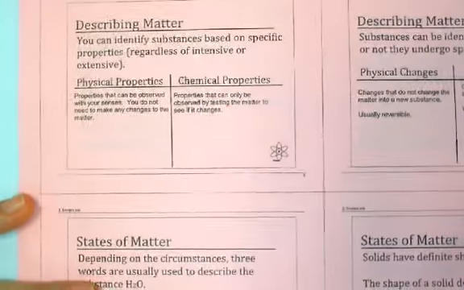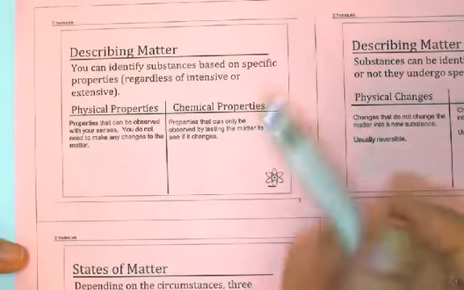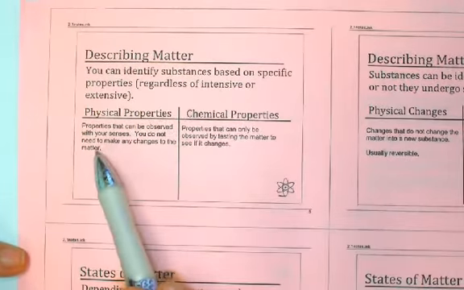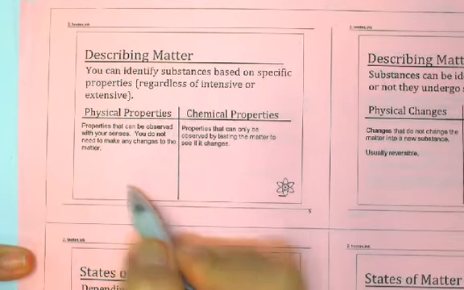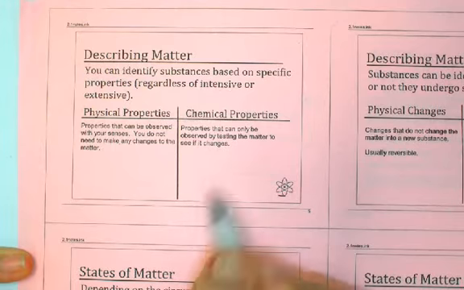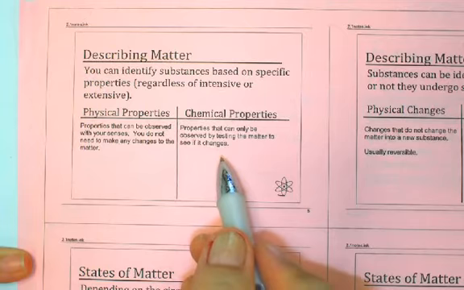In addition to extensive and intensive, we also refer to properties as physical and chemical. Physical properties are properties you can observe with your senses. You do not need to make any changes to the matter to observe it. While chemical properties are properties that can only be observed by testing the matter to see if it changes.